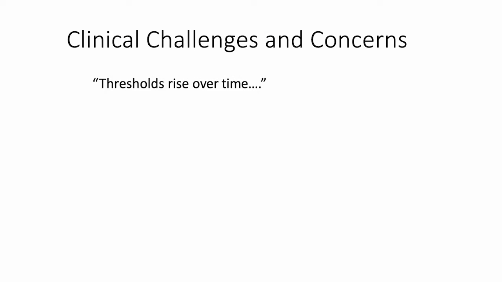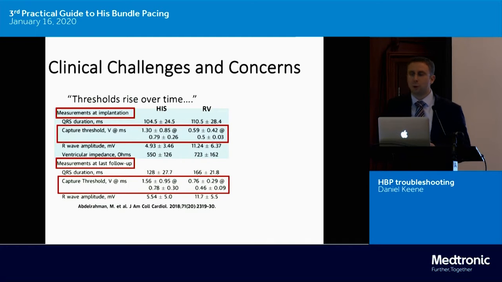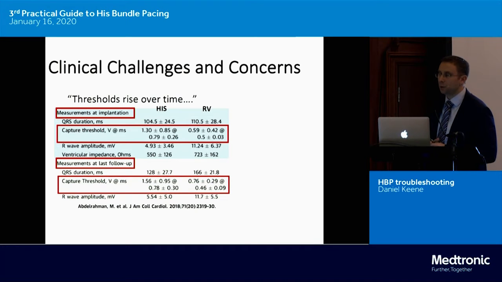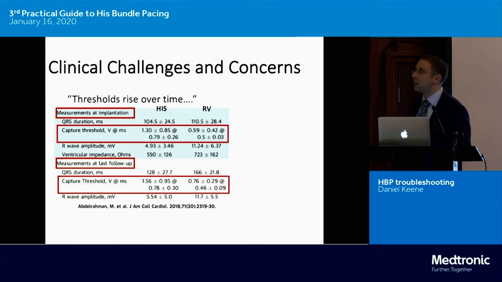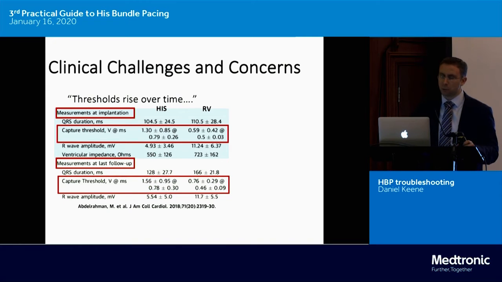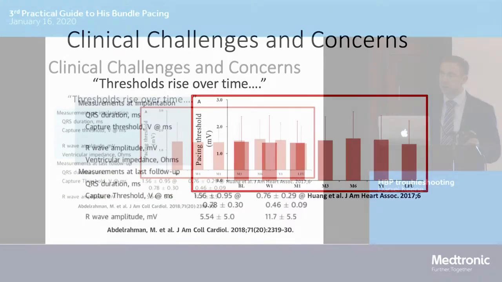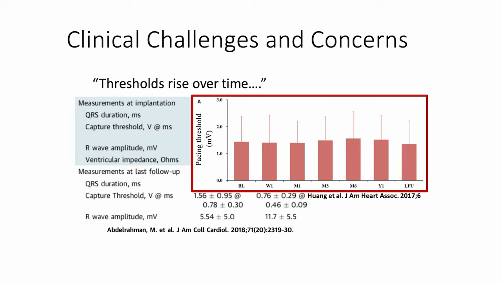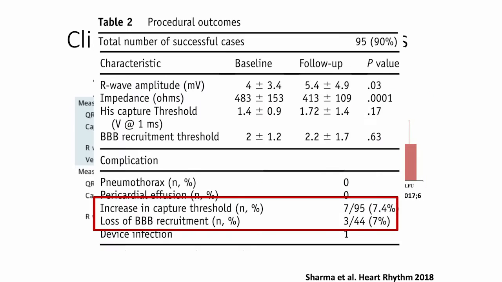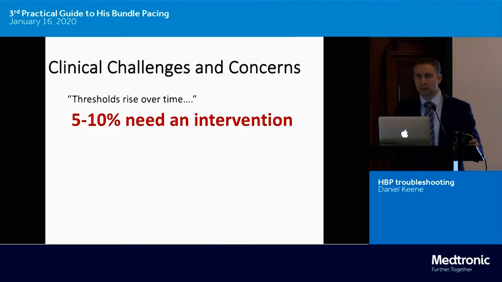You also sometimes hear that thresholds rise over time. On the whole, from the published data that we've got, they're reasonably stable. There is overall minimal change reported in some of the series. And that's even after AV node ablation, where HIS capture threshold can be reported as being stable. And again, here's another case series. That being said, in approximately 5 to 10% of cases, there will need to be a reintervention.